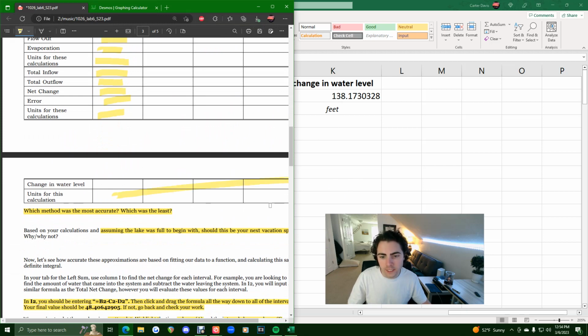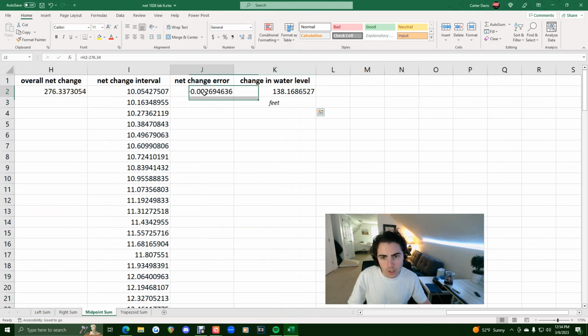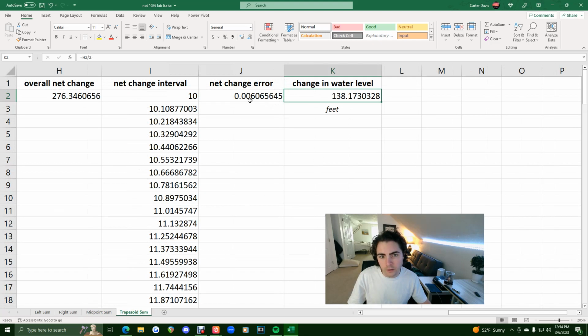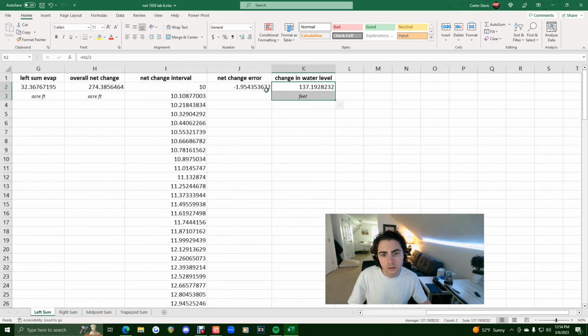Which method was most accurate, which was the least? The most accurate method, as we mentioned earlier, was the midpoint sum. Why? Because the error was the smallest. We had 0.002, while the other errors were slightly higher or even way higher.